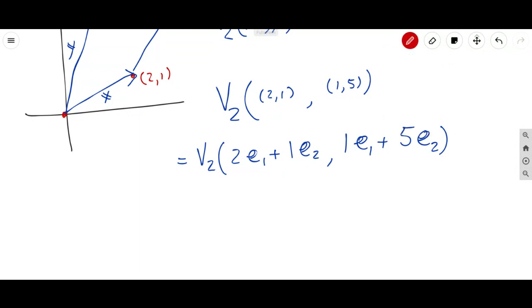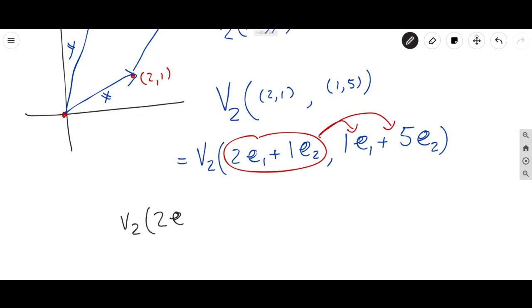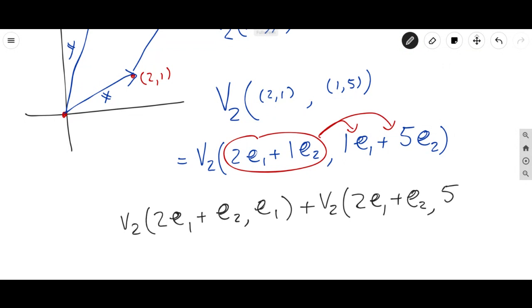So now what you do is you can use the distributive rule, sort of distribute it in on each piece. So you would get v2 of 2e1 plus e2 comma e1, and then plus v2 of 2e1 plus e2, and then multiply. I say the word multiplied because it's similar to that. It's not technically multiplied. 5e2.